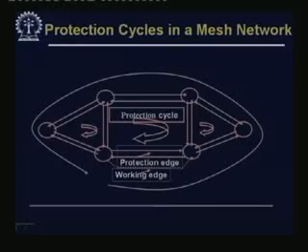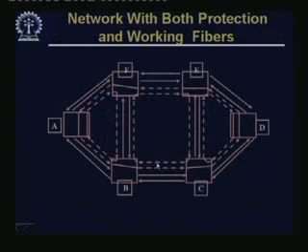So, you can see here, there are pairs of fibers going in both the directions, and you can form cycles over there. One of them would be a protection edge, maybe the inner one, and one of them would be the working edge, and if one of them fails the other will automatically take over in the other direction.